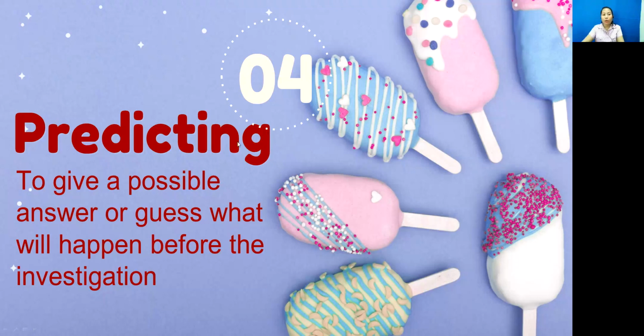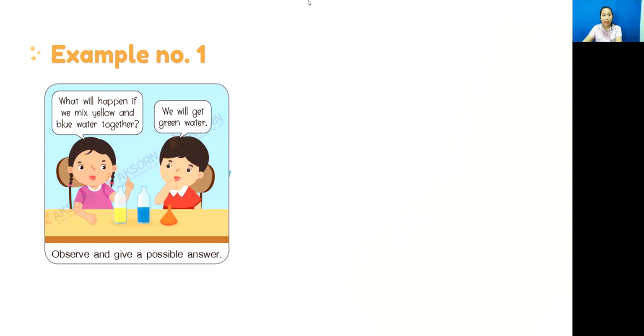Okay, so let's continue. For number 4, we have predicting. What is the difference between inferring and predicting? For inferring, we tell it after we investigate or after we observe. For predicting, we give the answer before we investigate or before we observe, before we get the information, okay? We are predicting.